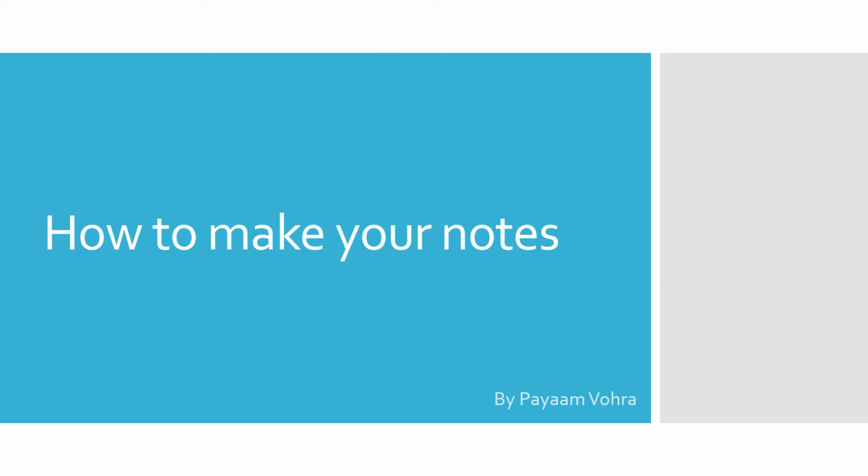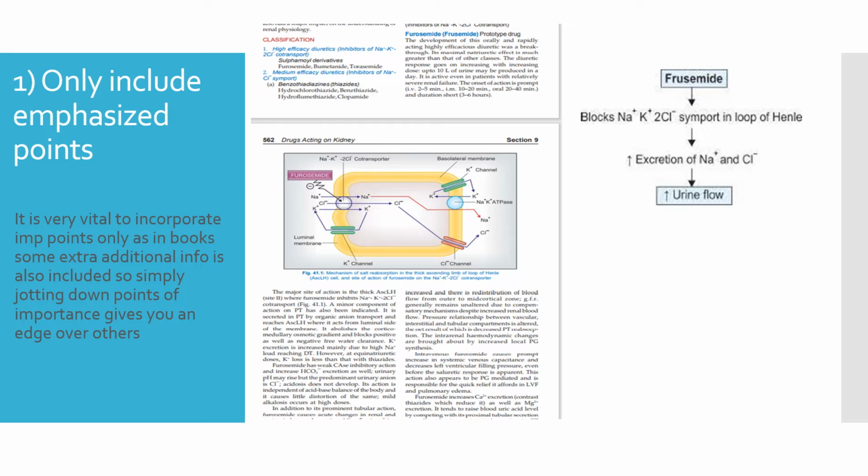So the first thing that we need to remember is emphasizing only important points. That is, it is very vital to incorporate only important points from the book. As you can see, this is the image from K.D. Tripathi for pharmacology, and this is the classification of diuretics that are used mainly as antihypertensives. And you can see there's a lot of data regarding the mechanism of action, the pharmacokinetics, the pharmacodynamics. But if we write all this data, it will consume a lot of time.